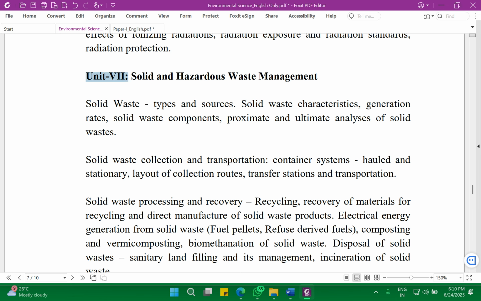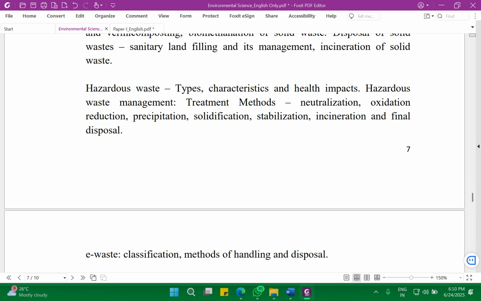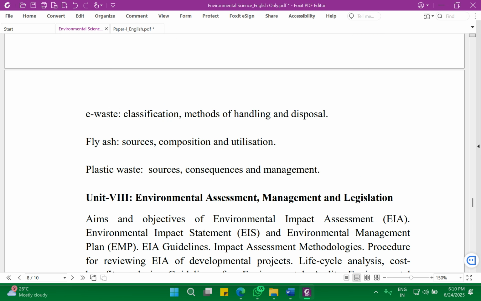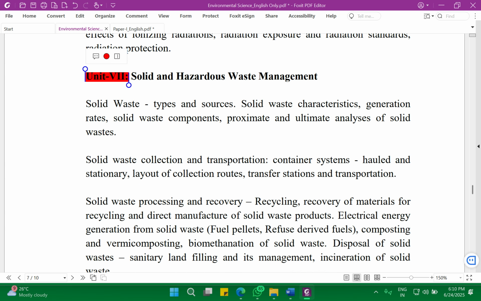Then the next unit is unit 7, solid and hazardous waste management. Again, this is a very vast topic, but they are asking only the basic things. Like if broken glass is there, which category of waste is it classified under, and what color bin should you use? Those kinds of things you need to know. Suppose we are using catheters. After using catheters, which dustbin do we throw them in? If some anatomical waste is there, where should we throw it? Those colored bins we need to know.